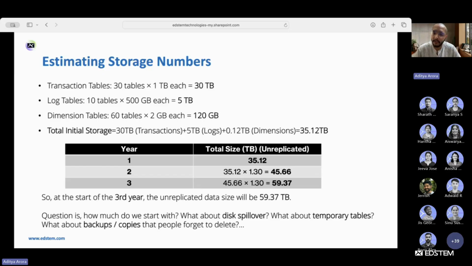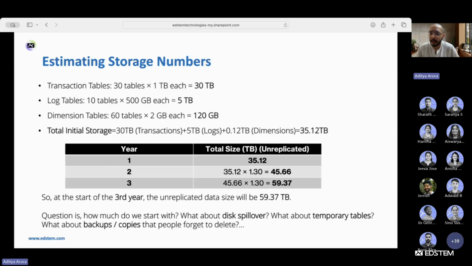But then after you get your number comes other questions. Again, how much do we start with? Do we start with what we have, or do we start with what we're going to have at the end of 1 year, maybe at the end of 2 years? What about disk spillover? Because you can only have so much memory. If somebody runs a bad query, that is going to spill over to your disk. So you need storage as well. Otherwise, your databases are going to explode.